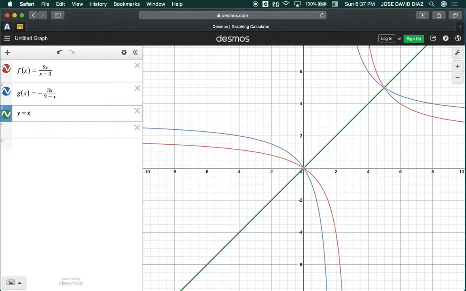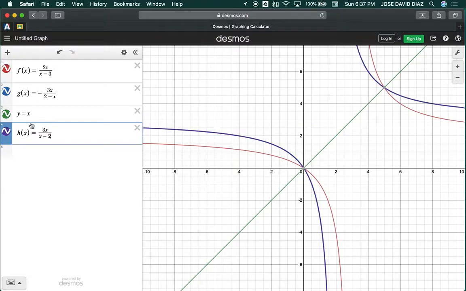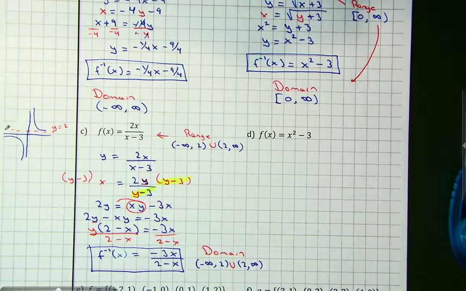And so you can see that that's the reflection. Sometimes they're going to factor a negative from here. So take out a negative from here. So it's going to give you h of x equals 3x divided by x minus 2. Notice that those two expressions are equivalent. So we probably want to do the same thing here.